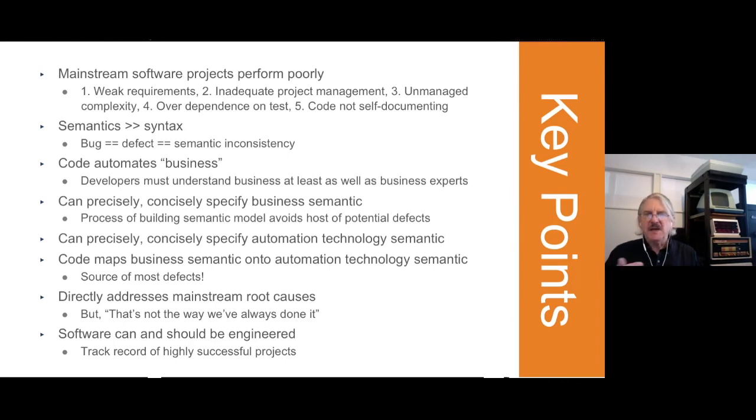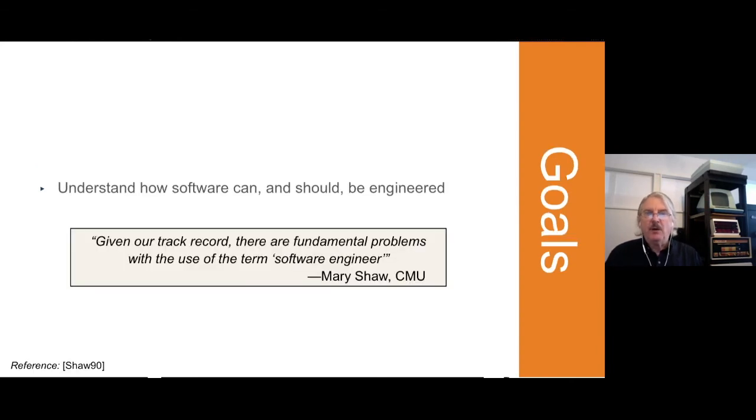Code maps the business semantic onto the technology semantic, and by doing so in a way that satisfies those three constraints, I can avoid 90% of the defects that we normally see in code. This directly addresses those mainstream root causes. But again, because this is not the way we've always done it, people tend to shuffle it aside without even trying it. Software can be engineered, software should be engineered, and there's a track record of highly successful projects, so that Mary Shaw's statement, given our track record, that there are fundamental problems with the use of the term software engineer, doesn't have to be true anymore.